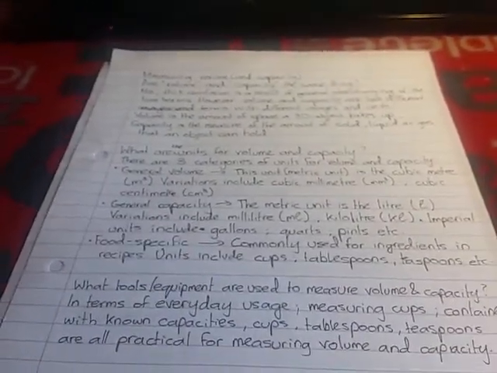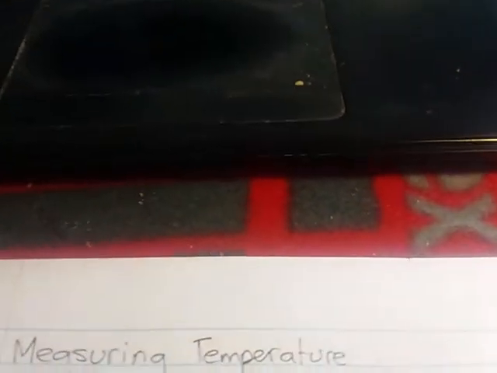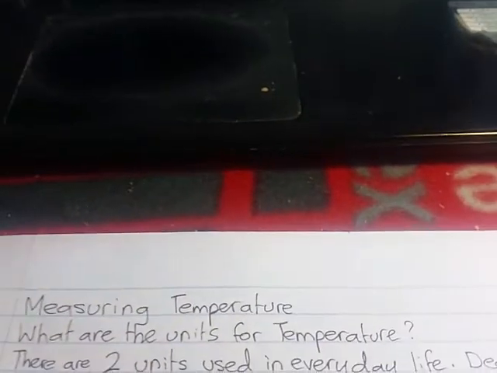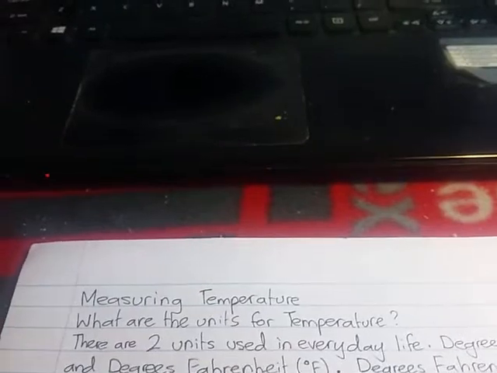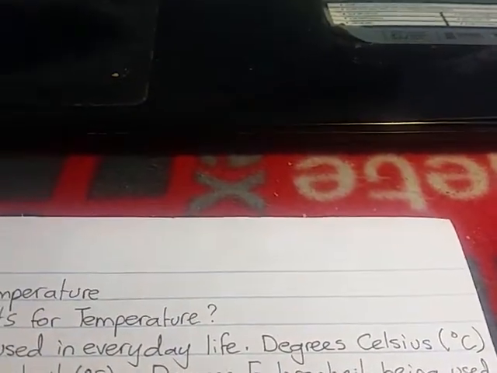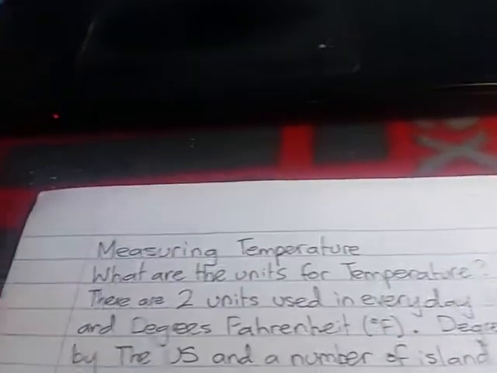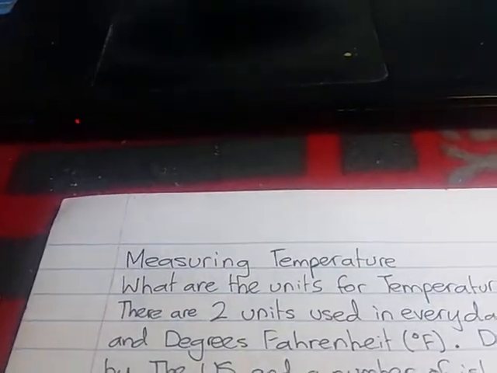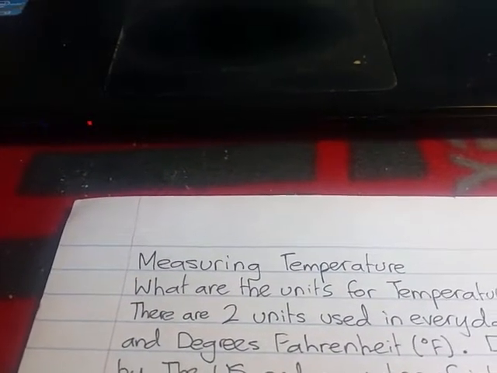And that's the third concept, which leaves us with the last one, being the measuring of temperature. What are the units for temperature? There are 2 units for everyday life. There's degrees Celsius, represented by the degree sign and a capital C. And then there's degrees Fahrenheit, which is represented by the degree sign and a capital F.